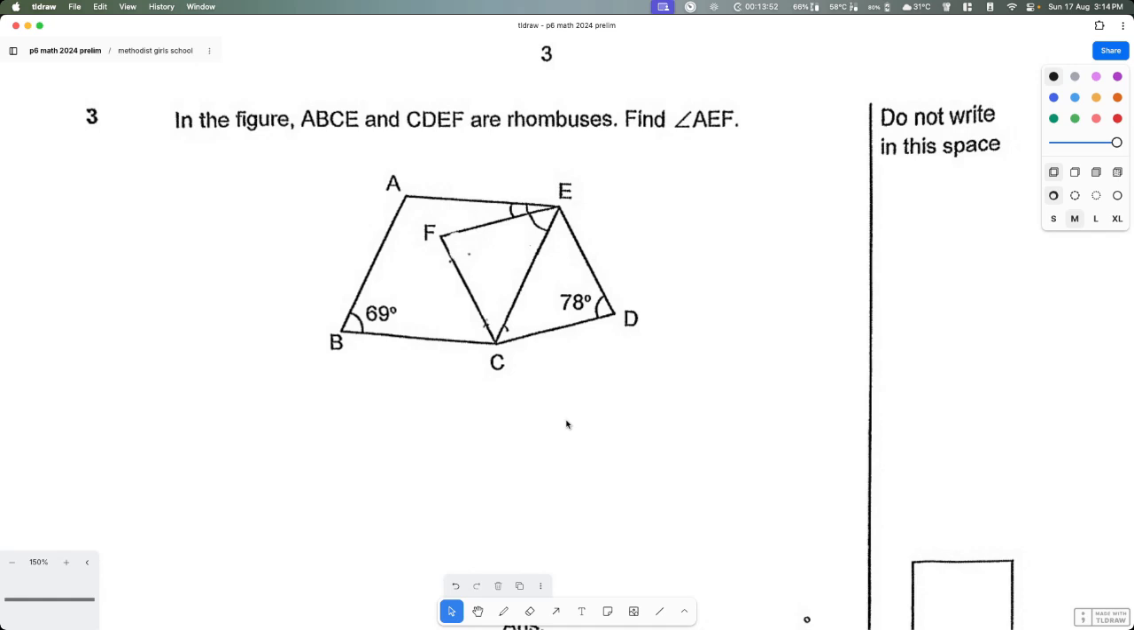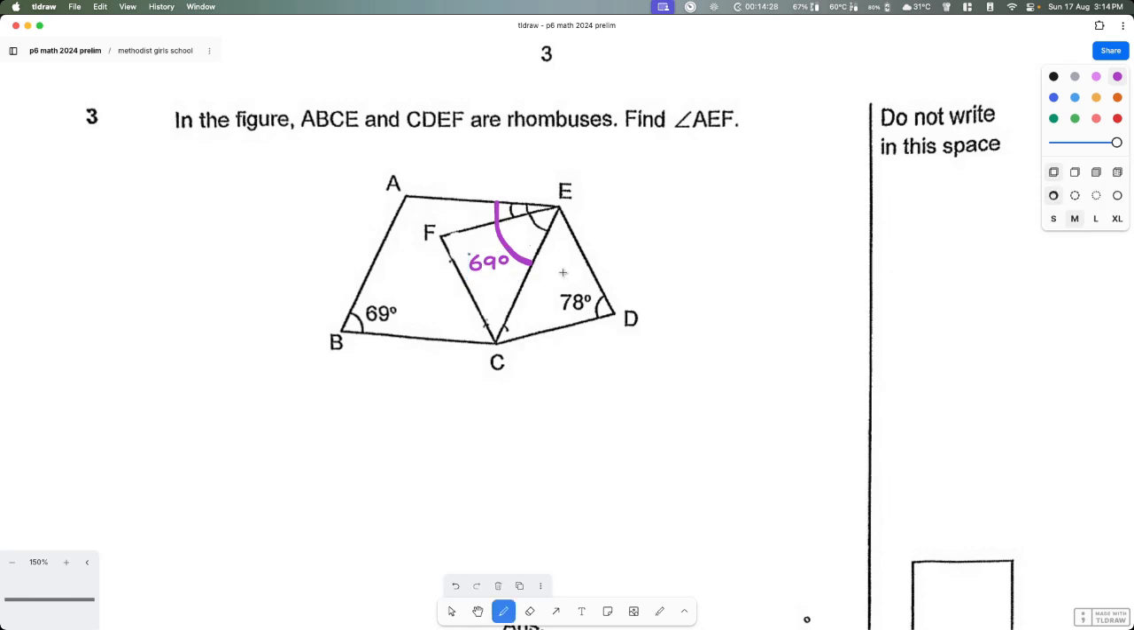Question number 3. In the figure, ABCD and CDEF are rhombuses. They are equal. Find angle AEF. So to get angle AEF, we need to get this angle, FEC, and this big angle as well. For this angle, we probably know it's actually 69 degrees. This big angle is 69 degrees.